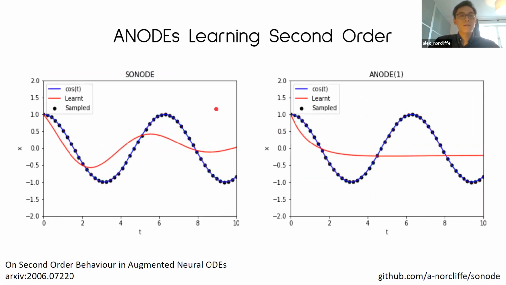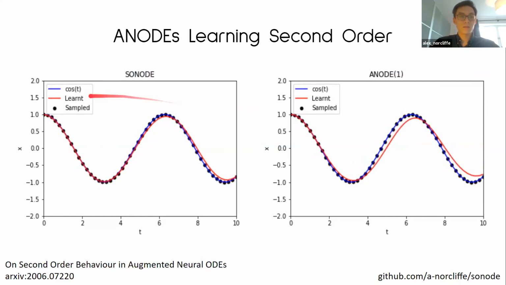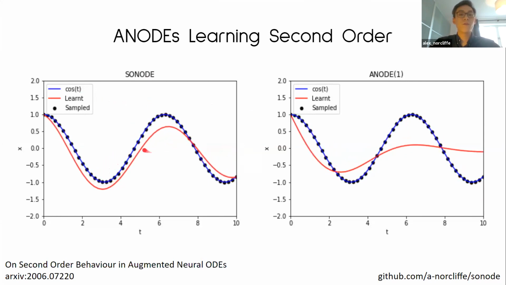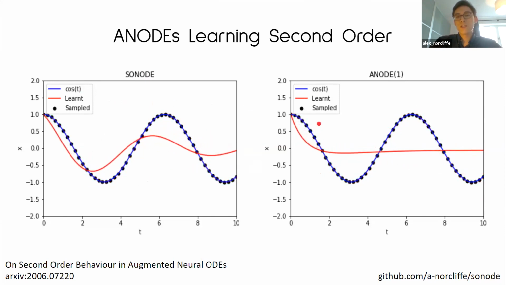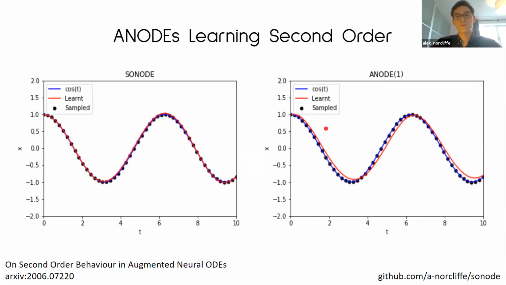So then we looked at ANODEs and learning second order in general. So we look at some cosine function, which is just a standard second order function. The second order Neural ODE obviously learns this very, very easily. It's built to learn that. And the augmented Neural ODE starts with some sort of exponential decay, which would be expected from a first order model. But then it can break out of that and actually learn this second order function.